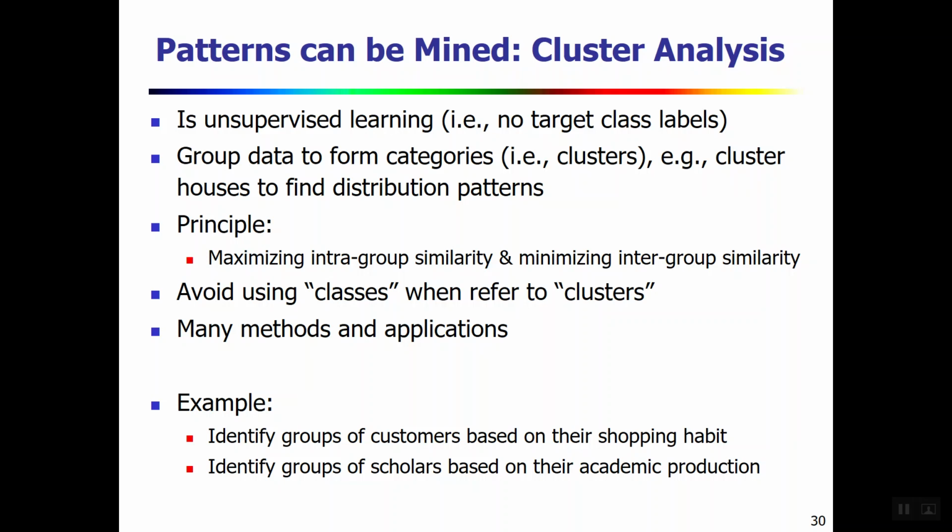So the principle used in cluster analysis is maximizing the intra-group similarity and minimizing the inter-group similarity. Different groups have to be very different, far away, and the data points in the same group need to be very similar. Your cluster analysis would fail if the similarity of the items within one group is less than the similarity of the items across groups, right?